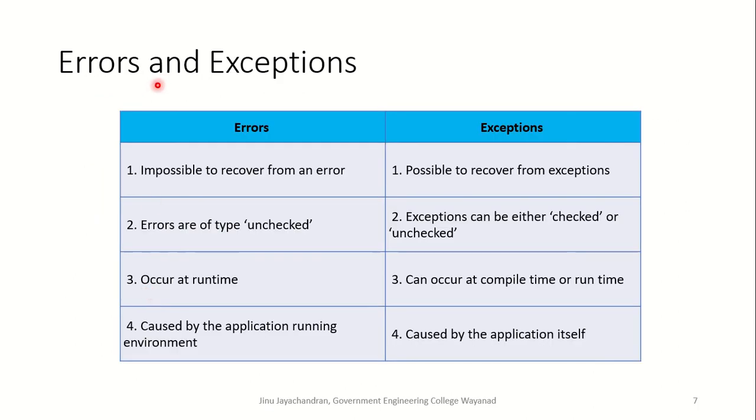So then what is the difference between errors and exceptions? If you look at errors, it is impossible to recover from an error, while with exceptions you can always recover. Errors are of type unchecked, while exceptions are of type checked or unchecked. We will look at what is checked and unchecked. Errors usually occur during runtime, but exceptions can occur during compile time or runtime. Errors are caused by the application running environment, while exceptions are caused by the application itself.